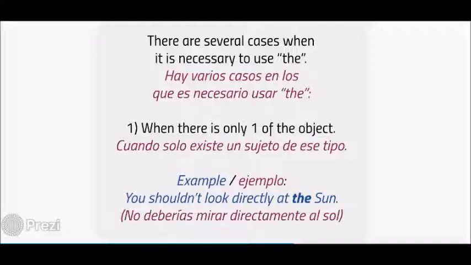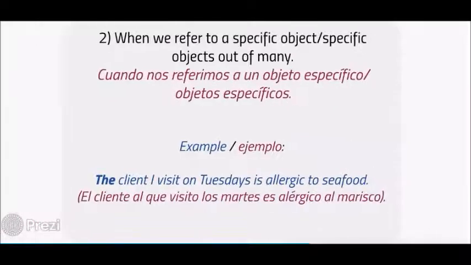1. When there is only one of the object. Example: you shouldn't look directly at the sun. 2. When we refer to a specific object or specific objects out of many. Example: the client I visit on Tuesdays is allergic to seafood.